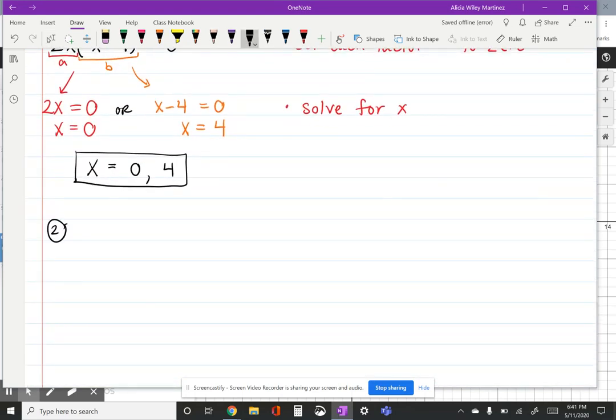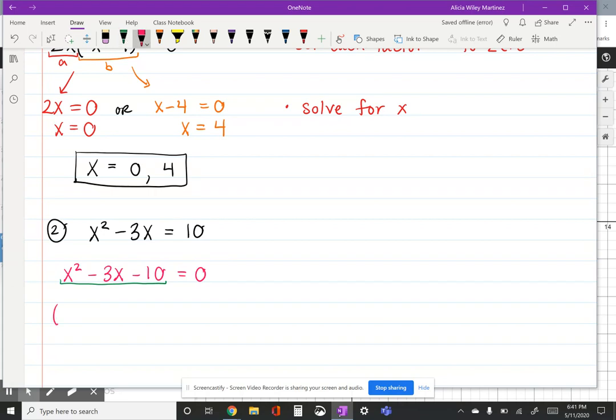So let's look at a second example. In the second example, I have x squared minus 3x equals 10. This is not in standard form, but we can definitely get it into standard form. I can do that by subtracting 10 on both sides, leaving me with x squared minus 3x minus 10 equals 0. Now you're going to have to factor this quadratic, so take a moment and factor that.